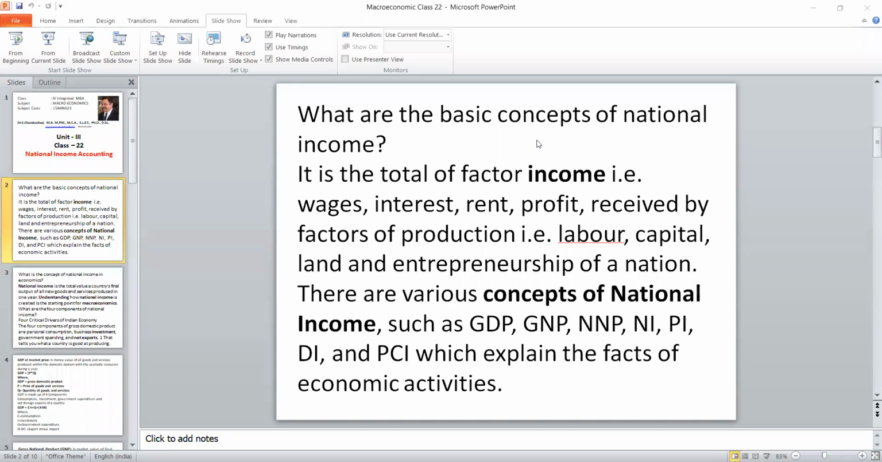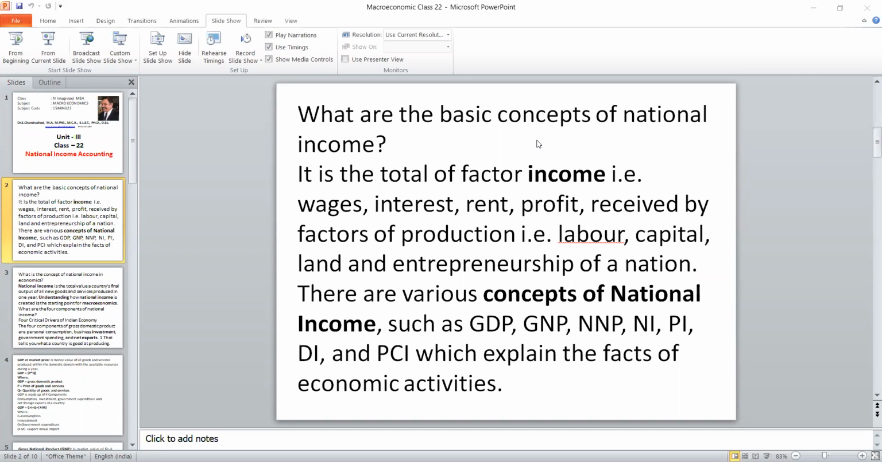For your sake, I will repeat again: gross domestic product, gross national product, net national product, national income, both at factor cost as well as the market price, then personal income, then disposable personal income, and finally per capita income.